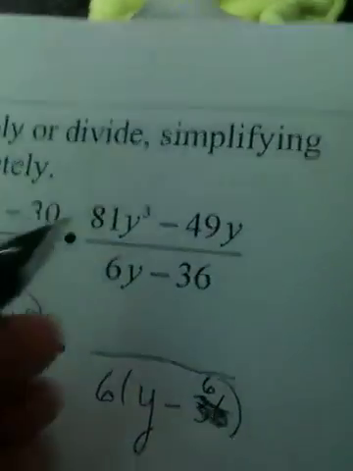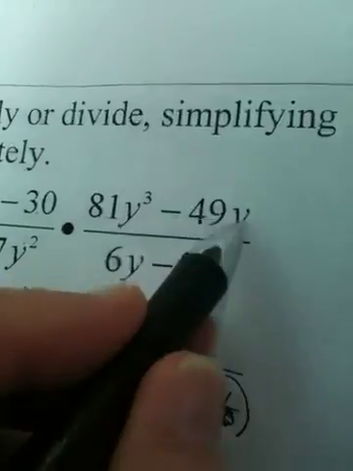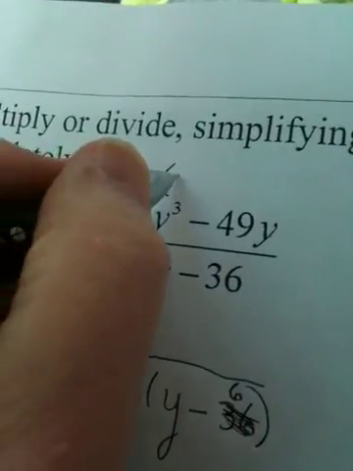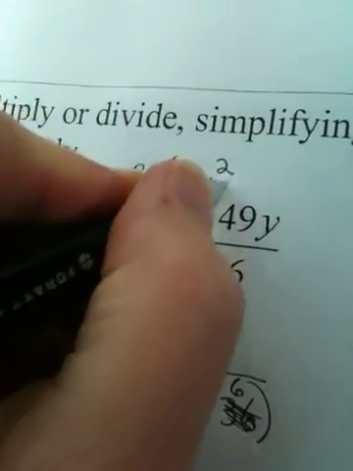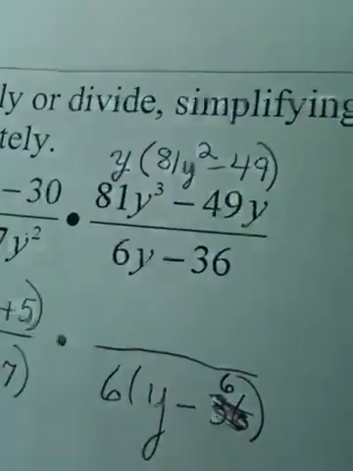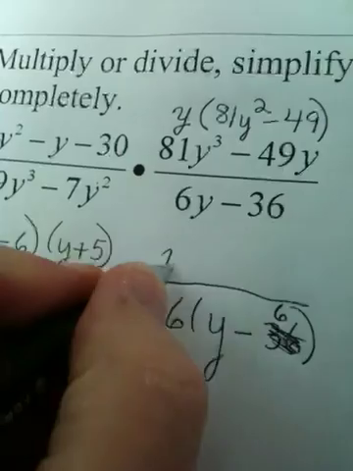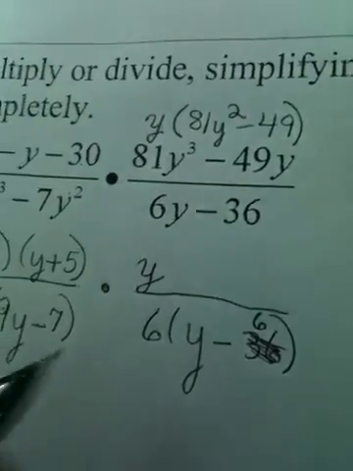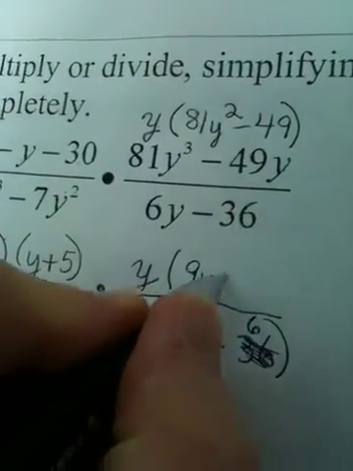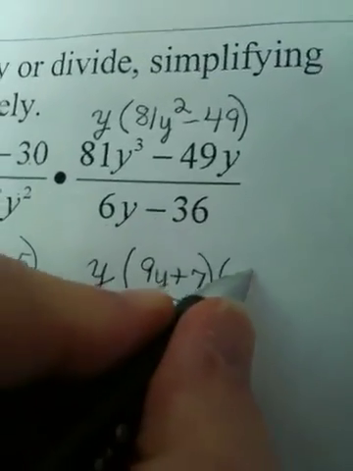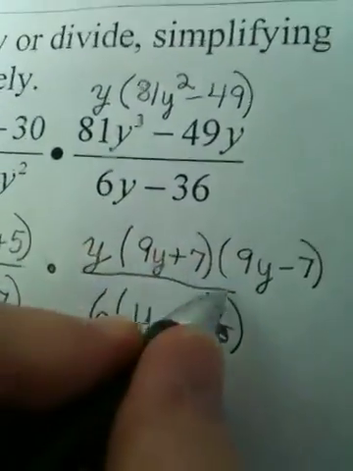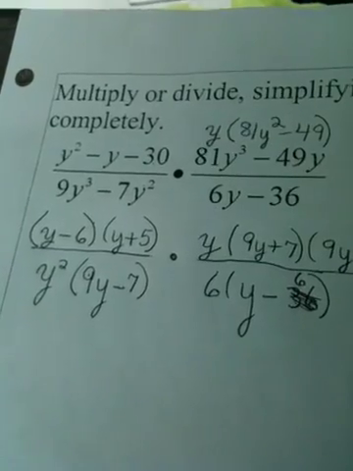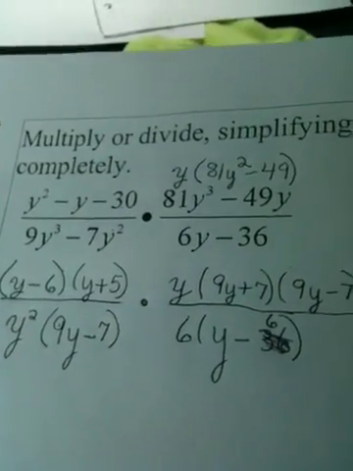And in the numerator, let's look here. The first thing I do here is I take out the GCF, which is a y, and in parens that would leave me with 81y squared minus 49. But as I continue my work, the y comes down. But notice that the 81y squared minus 49 is the difference of two perfect squares. So we end up getting 9y plus 7 multiplied by 9y minus 7. So remember, let me kind of recant for you. When you have a multiplication problem, your first step is to factor.